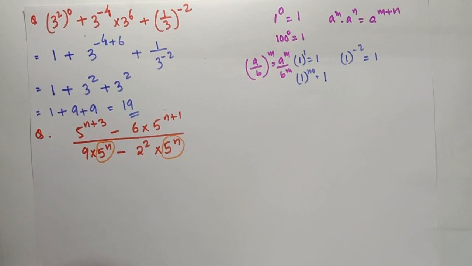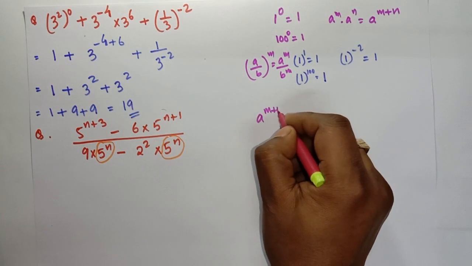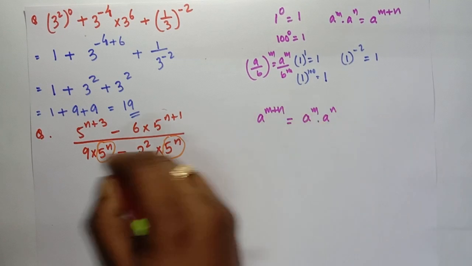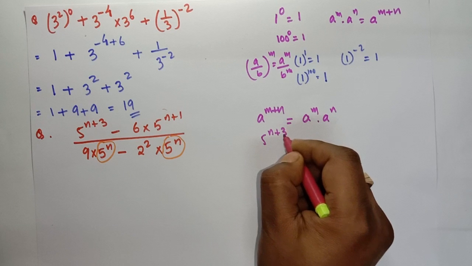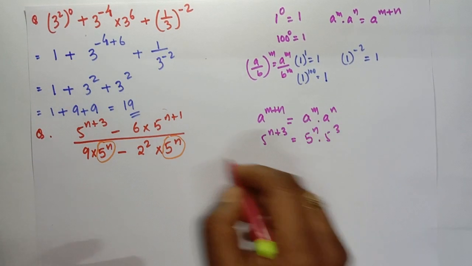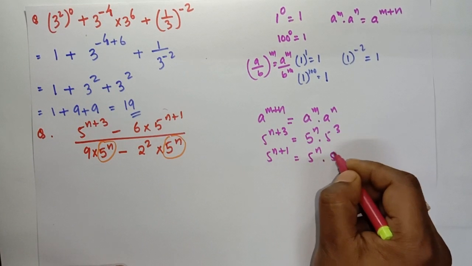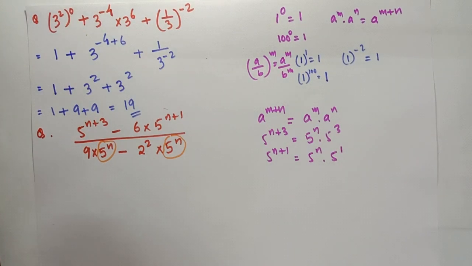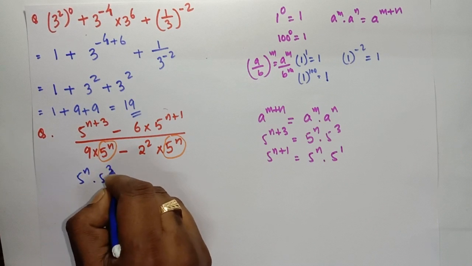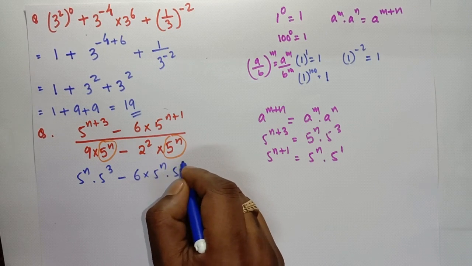What does that rule say? You know that we have already done this: a to the power m plus n, I can write as a to the power m into a to the power n. Similarly, what do you have? 5 to the power n plus 3. So I can write this as 5 to the power n into 5 to the power 3. And this side what do you have? 5 to the power n plus 1. So I can write 5 to the power n into 5 to the power 1. So now this has been changed. So I can write this as 5 to the power n into 5 to the power 3 minus 6 into 5 to the power n into 5 to the power 1.